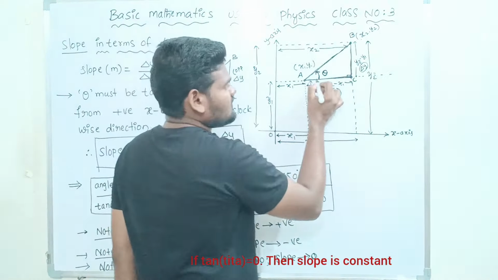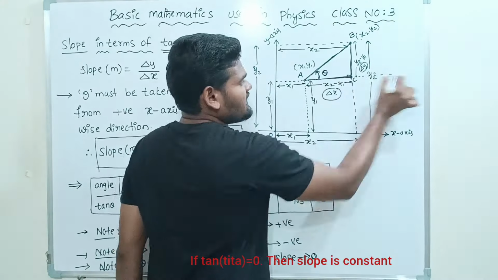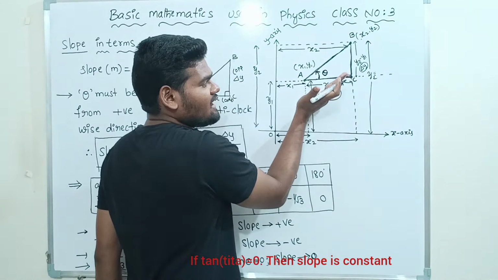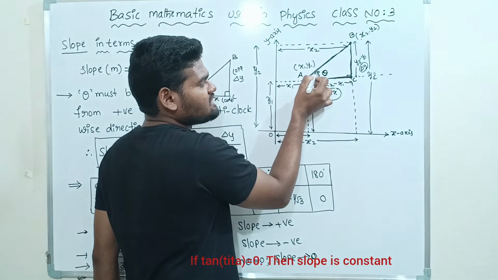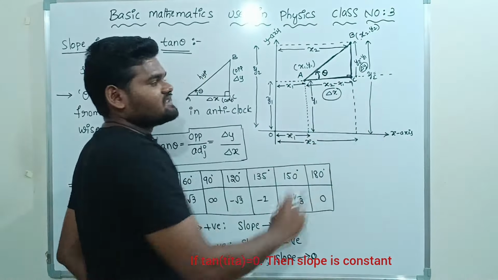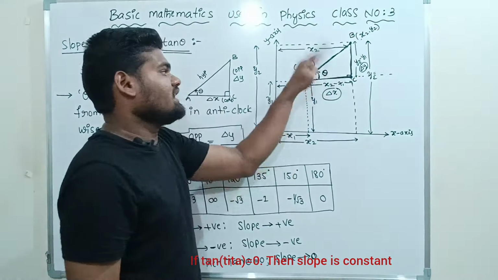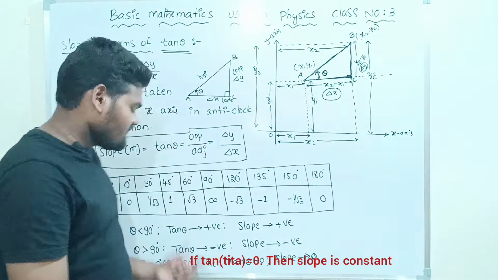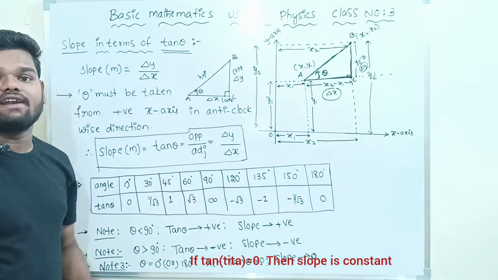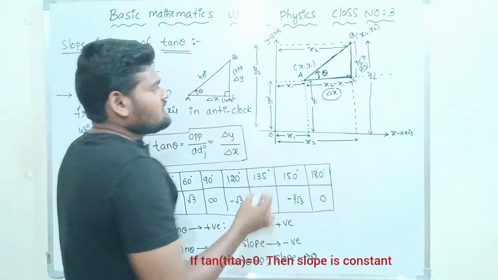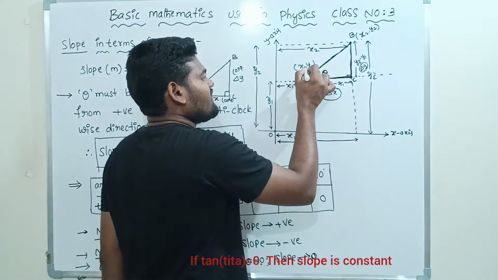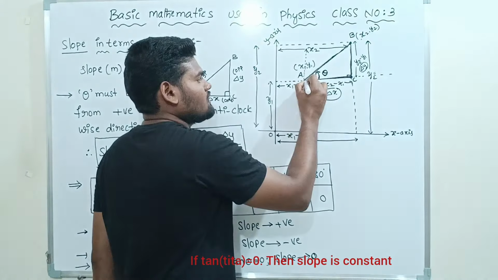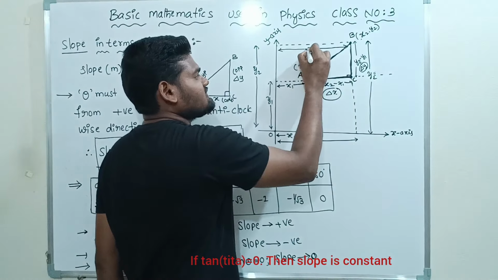From this diagram, this is the positive x-axis. And we have taken an angle theta in anti-clockwise direction from this positive x-axis. Now we have to check whether it is less than 90 degrees or greater than 90 degrees. For that, I am extending this y-axis in the diagram.